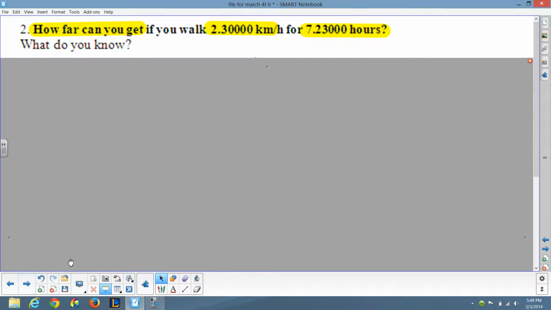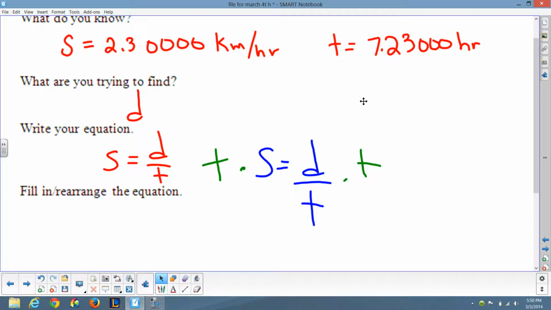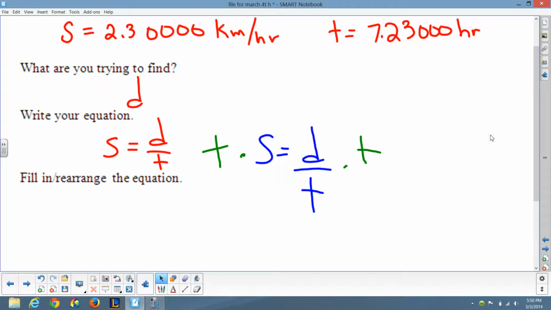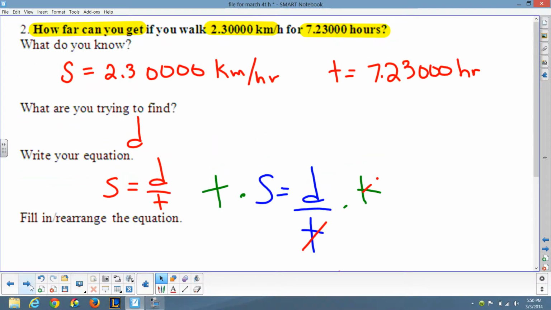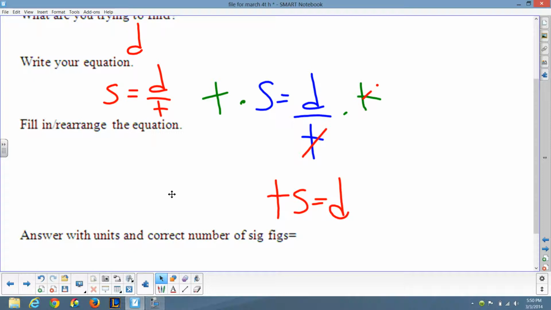I underline the important numbers here. I have kilometers per hour and hours, so I know kilometers per hour is speed. My time is my 7.23 hours. I'm trying to find distance. Here I rearrange my equation for time. So first I have to bring time up to the numerator. Multiply both sides times time. And then I have, we're solving for distance. So multiply both sides times time. Time times speed equals distance.